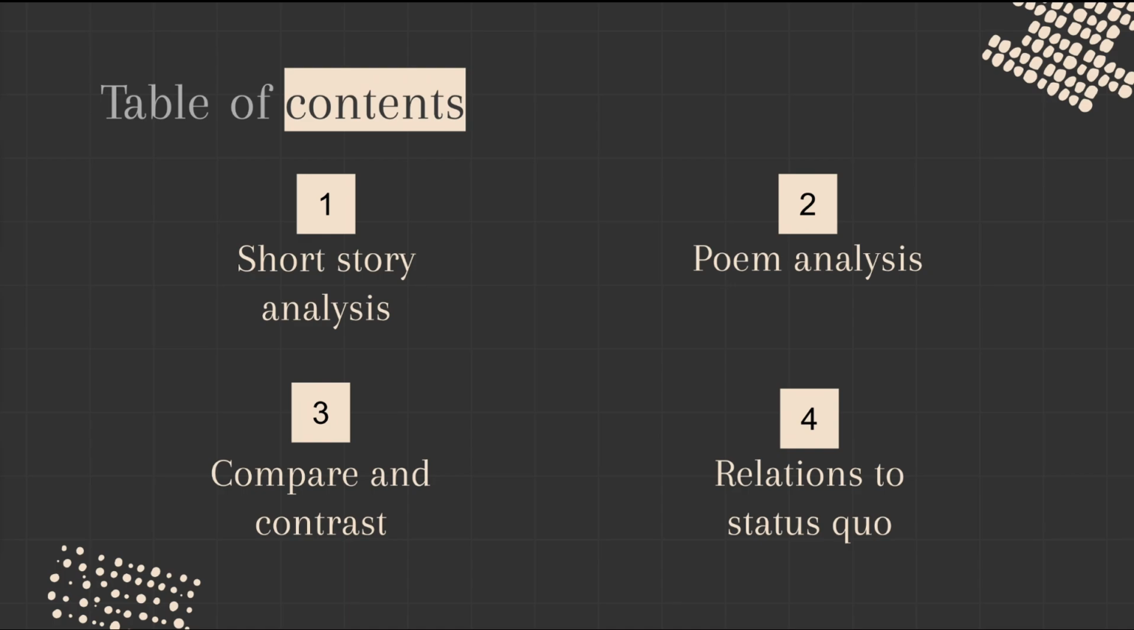Here's my table of contents. First, I'll start with a short story, Analysis of Desiree's Baby by Kate Chopin. Then I'll move into a poem analysis of Sympathy by Paul Laurence Dunbar. After that, I'll compare and contrast the two texts, and finally, I'll connect them to the status quo.